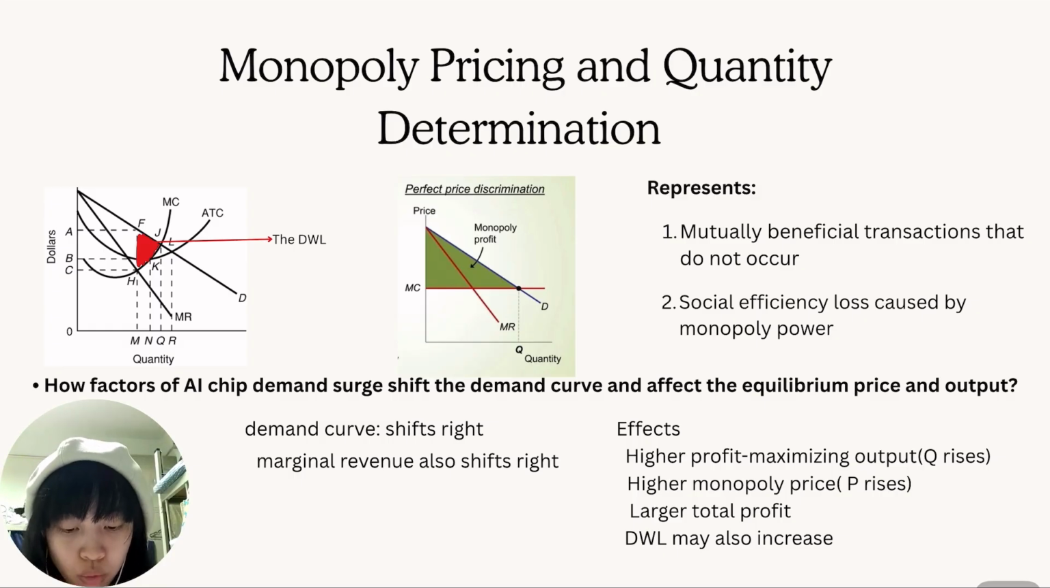With the rapid growth of artificial intelligence, companies and large data centers require massive quantities of advanced chips. This causes a large increase in demand for TSMC's products. So the demand curve shifts right. When the demand curve shifts right, the marginal revenue curve also shifts right. As a result, the new MR equals MC at a higher output level and higher price, which leads TSMC to produce more chips, charge a higher monopoly price, and earn even greater profit.